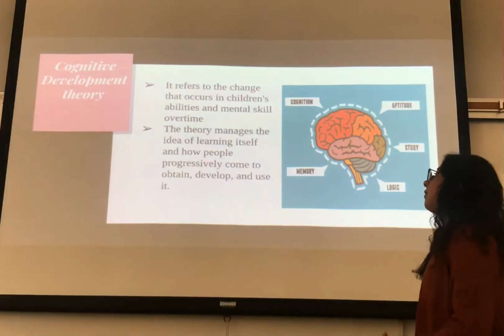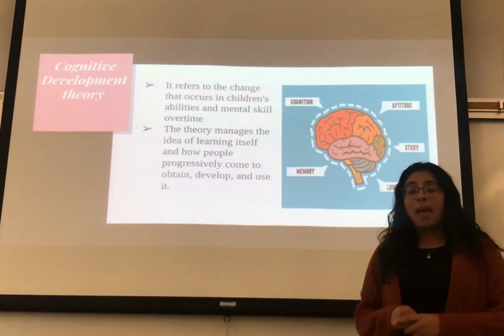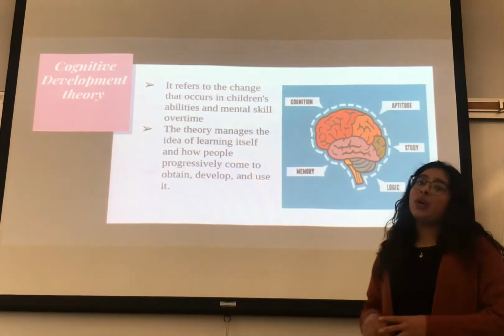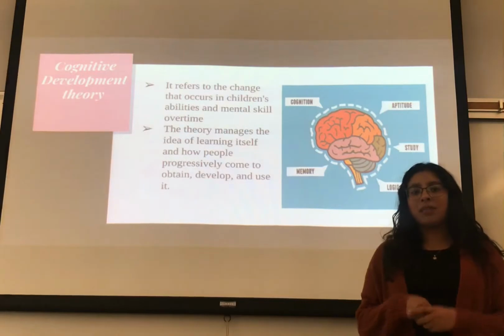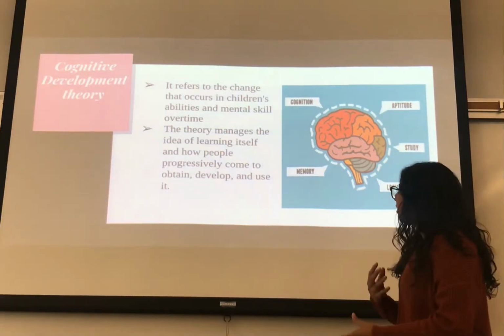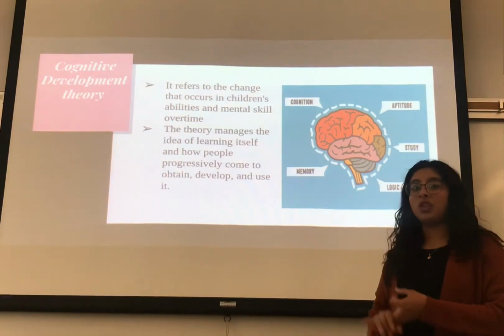So what is cognitive development? It refers to the change that occurs in a child's ability and mental capacity over time. This theory basically has people progressively coming to obtain, develop, and use their cognition.